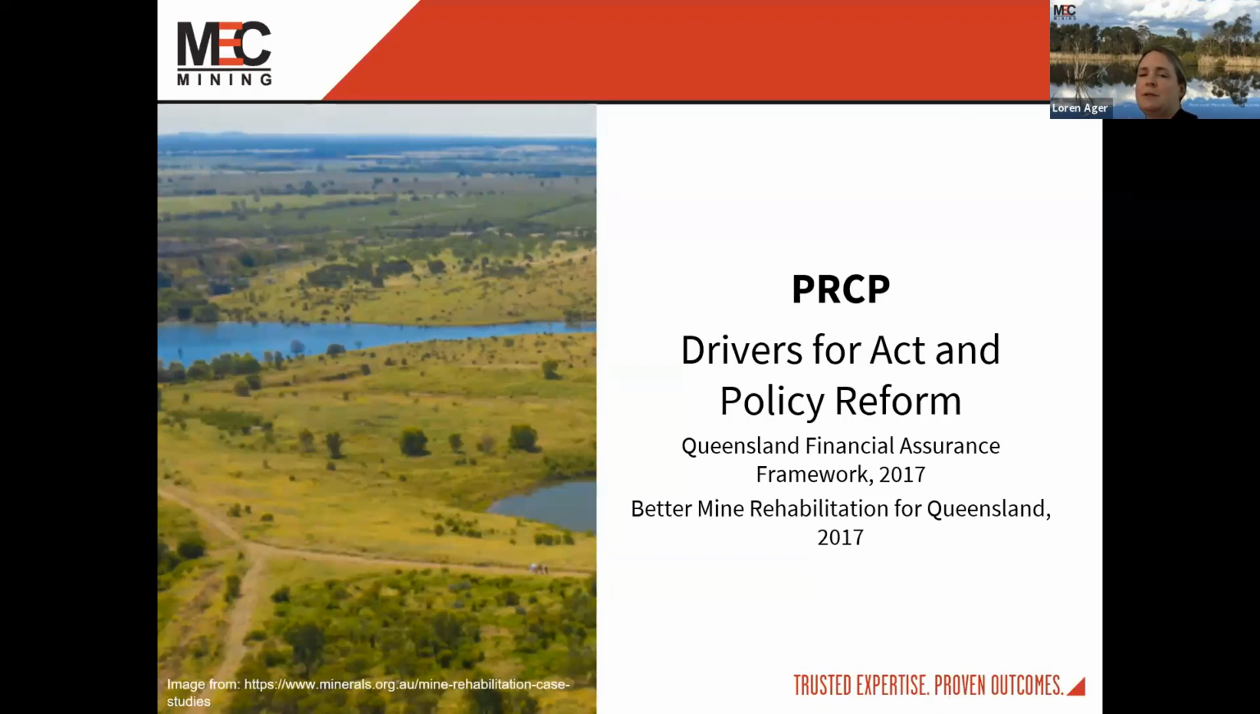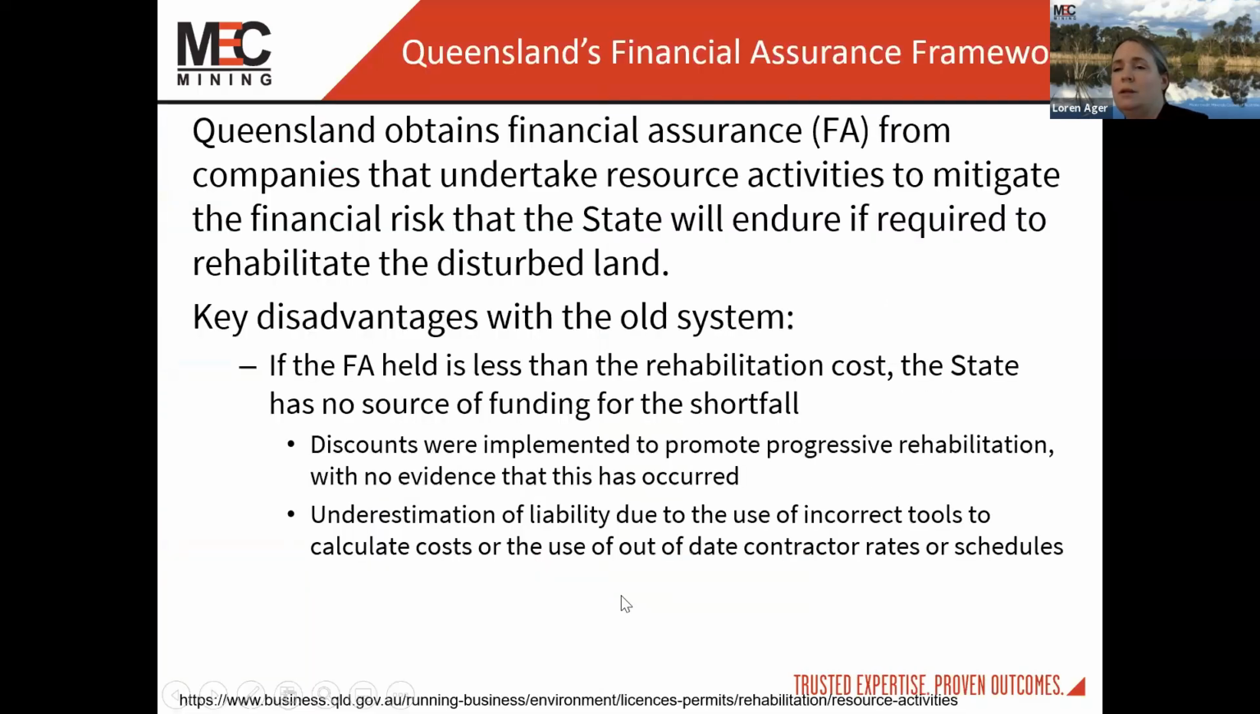This next section just talks about some of the frameworks that were used to drive the Act and policy reform. One of those areas that we were just talking about was the Queensland Financial Assurance Framework. In this FA framework, companies that undertake any resource activities mitigate the financial risk the state will endure if required to rehabilitate land.